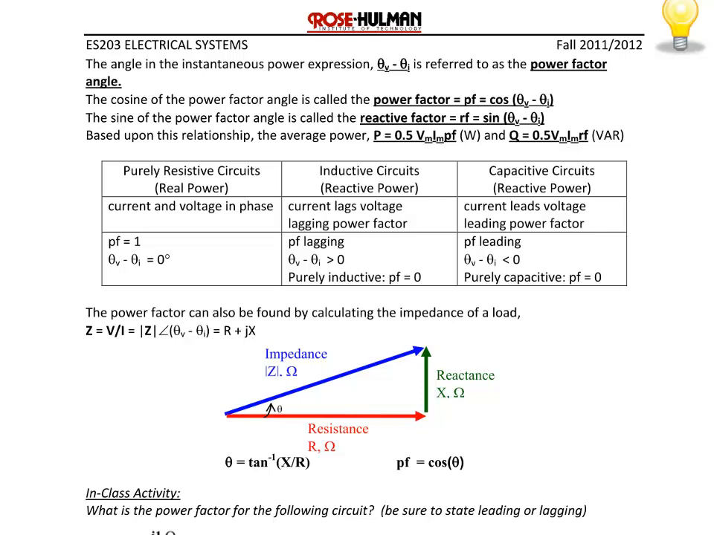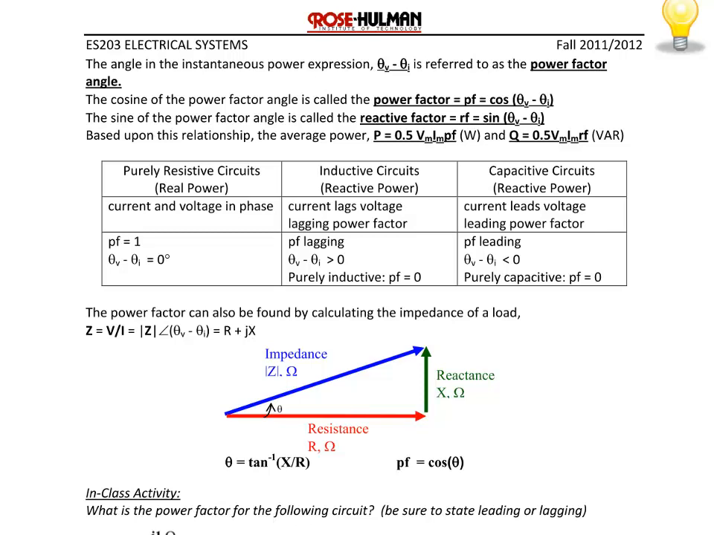Based upon these relationships, we can rewrite the average power as P is equal to 1/2 Vm Im PF, and we can write the reactive power as Q is equal to 1/2 Vm Im RF.